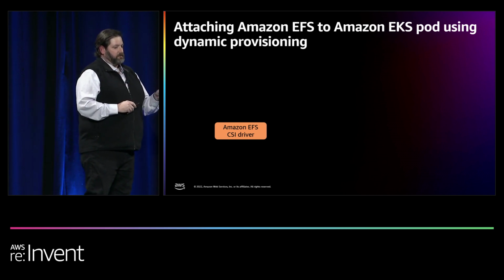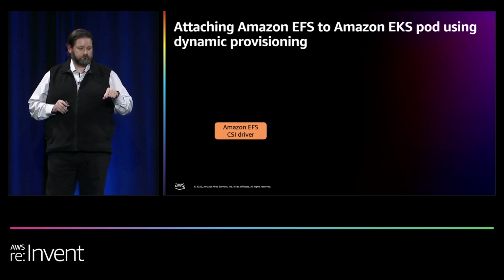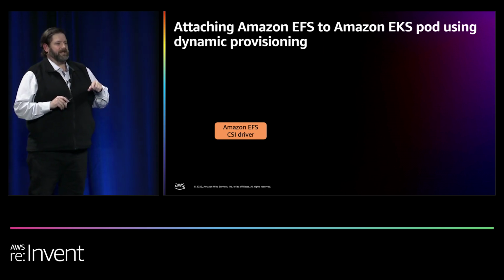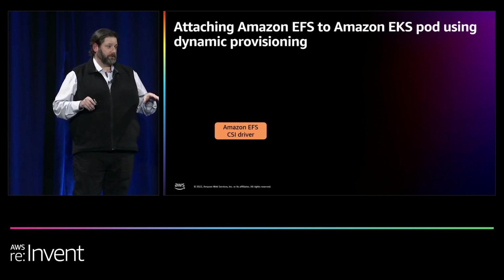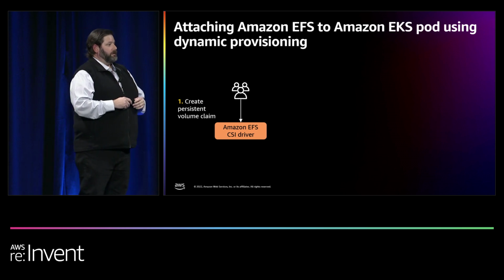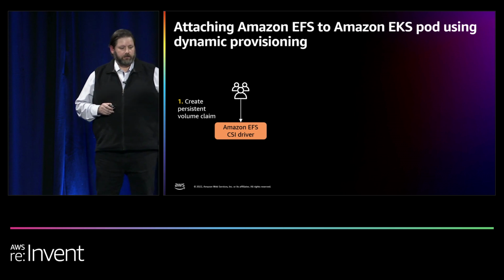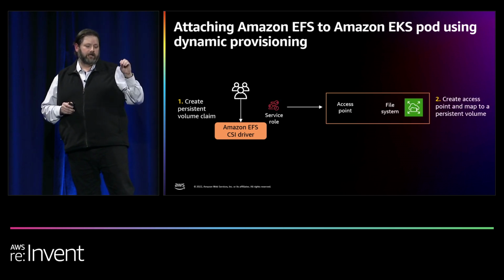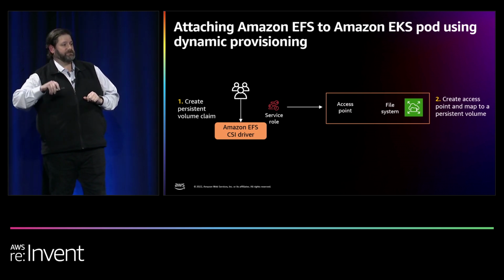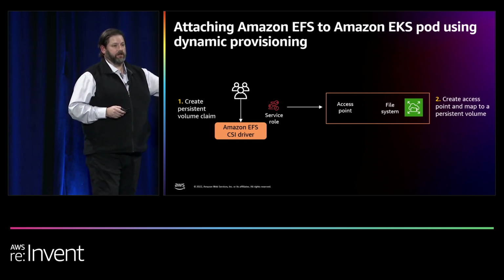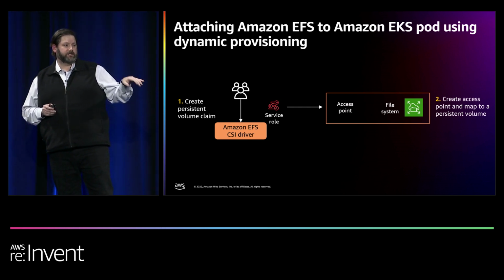For EKS, we've integrated EFS directly into the container storage interface driver. The interface driver ends up making something that can be pretty complex in vanilla Kubernetes a lot simpler. The first thing that we need to do on the EKS side is we have to create a persistent volume claim. The CSI driver then takes that and creates an access point into the file system on EFS, and then maps that to a persistent volume, which it gives back to the customer, who can then use that persistent volume inside their application definition.